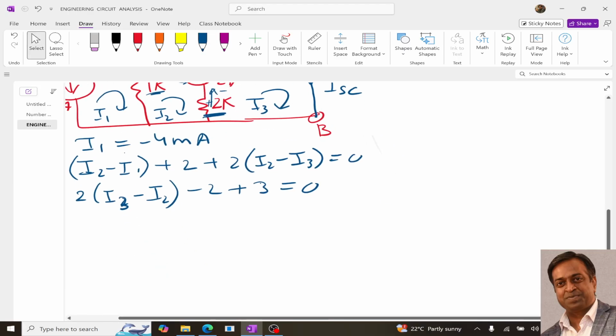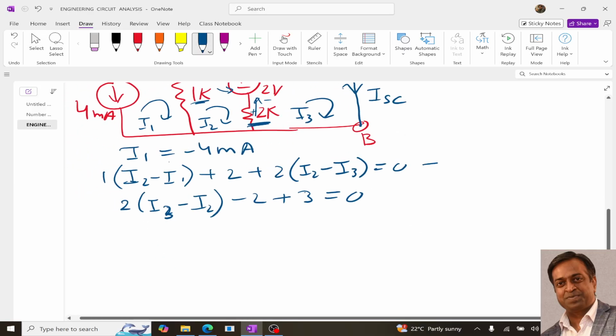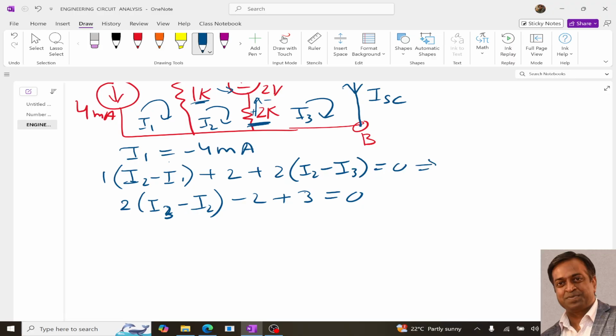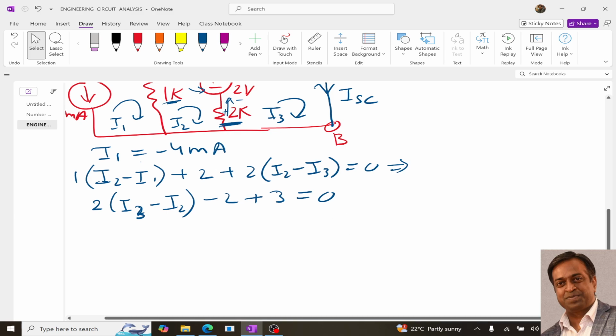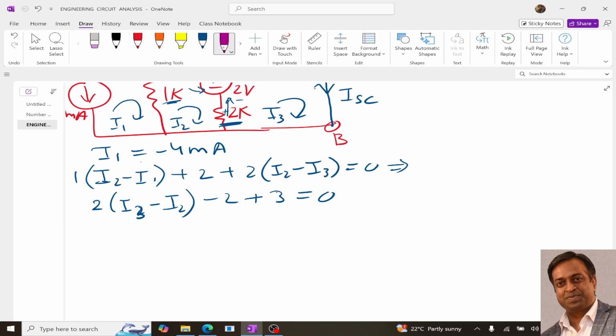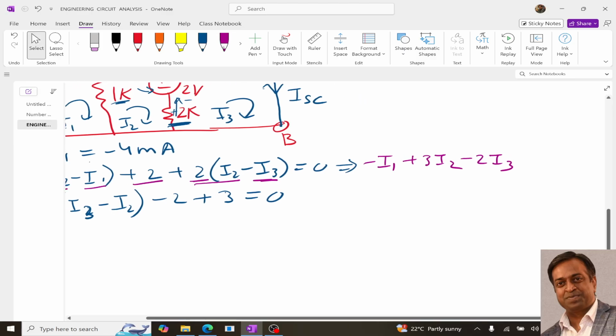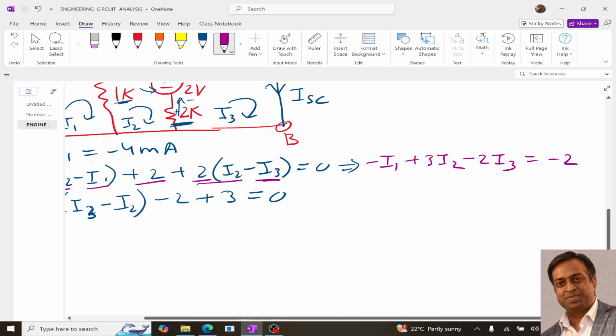So from these three equations, if I rearrange this first equation, I will get minus I1, then I2 and 2I2, so it will be plus 3I2, and then we have this minus I3, so minus 2I3, and this is plus 2. Taking it on the right side I will get minus 2, right?